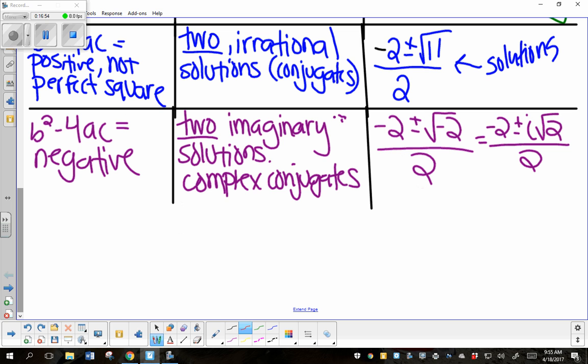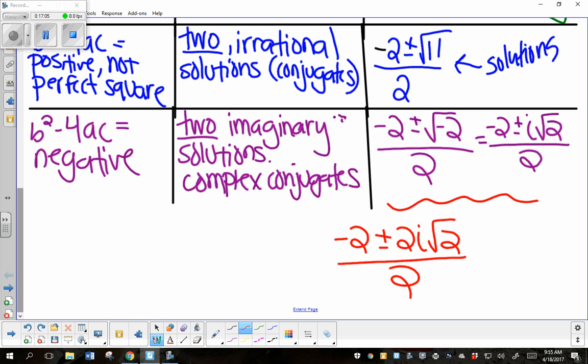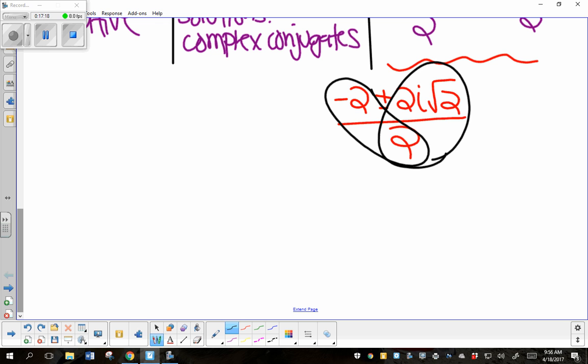So let me show you when you could do that crossing out the 2. You don't have to write this one down. Let's just say you got negative 2 plus or minus 2i root 2 all over 2. Now you could cancel some things, right? Because in this one, we can do heart method. What's negative 2 over 2? Negative 1. That's why we can cancel them, because 2 over 2 is 1. And then here, the 2 over 2 is 1. So this is just negative 1 plus or minus i root 2. That's the only time you guys can do that.